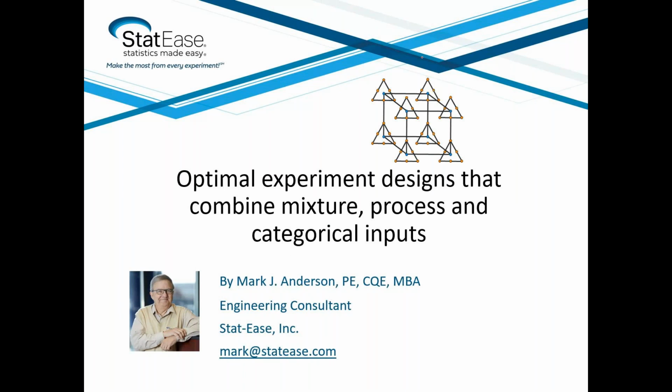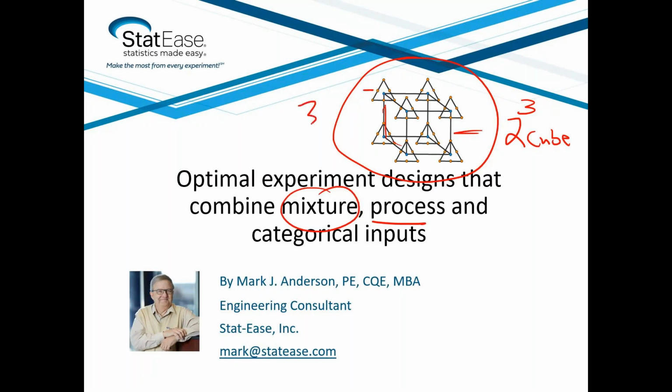type of structures like we see here that incorporate both the process, which is represented by the cube, and this would be a two-level design with three factors, would be the cubical part of this little diagram. And then the triangles, as many of you may know, are representing mixture experiments. In this case, the triangle represents three components in a mixture. And we would say that Q is equal to 3 in a case like this.